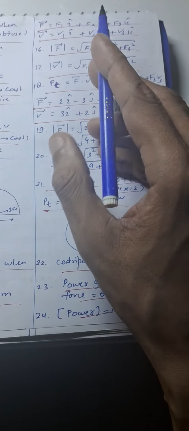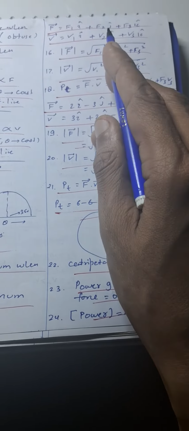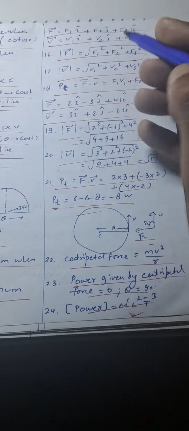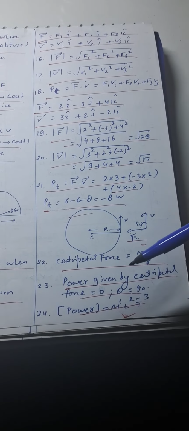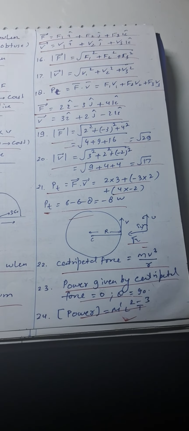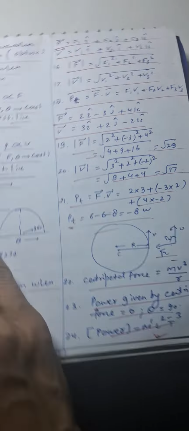Then we have a numerical question based on force and velocity in vector form, so different questions based on that. Then we have a question based on a particle moving on a circular path, then centripetal force, powers, dimension of power.